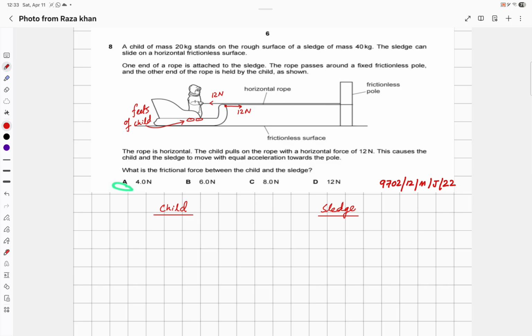The child pulls on the rope with a horizontal force of 12 Newton. This causes the child and the sledge to move with an equal acceleration towards the pole. What is the frictional force between the child and the sledge? And four options are given.